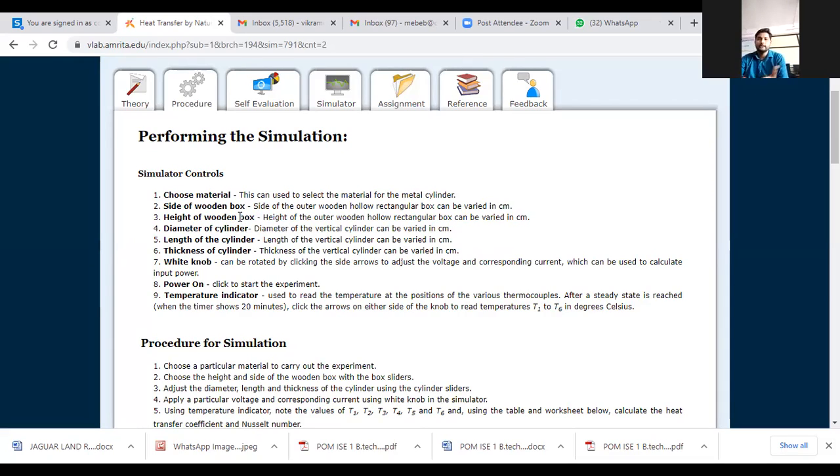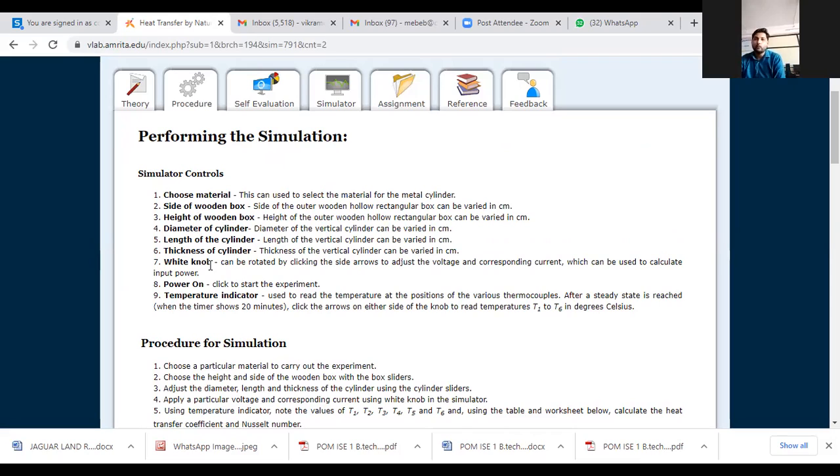Okay, this is the simulation part, and you can analyze the effect of the height and side of the wooden box, and the height, on the heat transfer. Then the diameter of the wooden box is also one of the parameters. Then the next one is the length of the cylinder, that is also one parameter. Then the thickness of the cylinder. Okay, how much the thickness should be, we can also take as a parameter. So we will get the results accordingly, and see what the different effects are if you change one parameter.